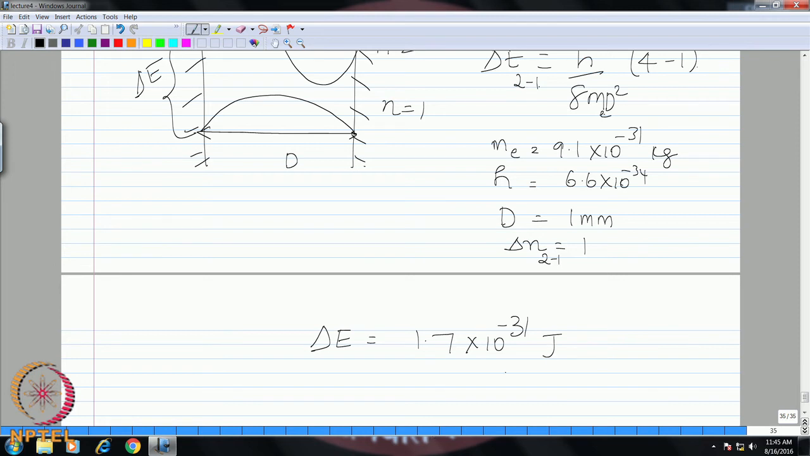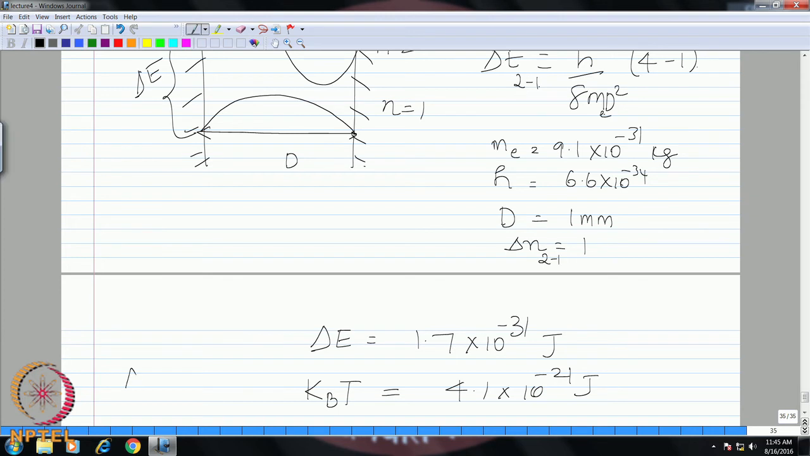And now, what is the energy associated with room temperature, for example? So, that is your Kb times T, where Kb is your Boltzmann constant. So, this at room temperature comes out to be 4.1 into 10 power minus 21 joules. Okay. So, what this means is, if your order of D is around 1 mm.